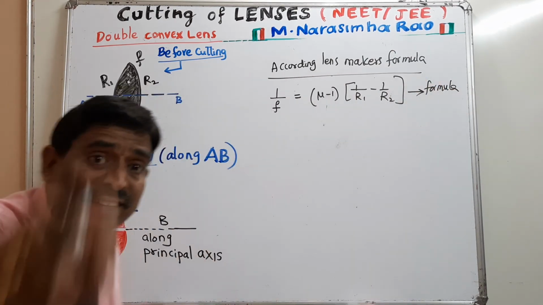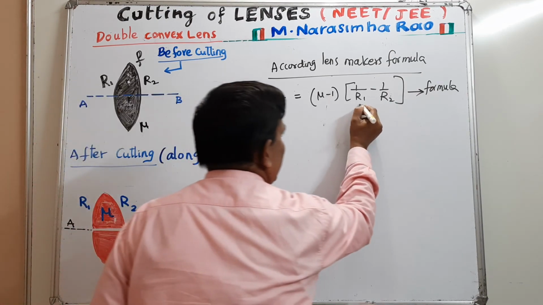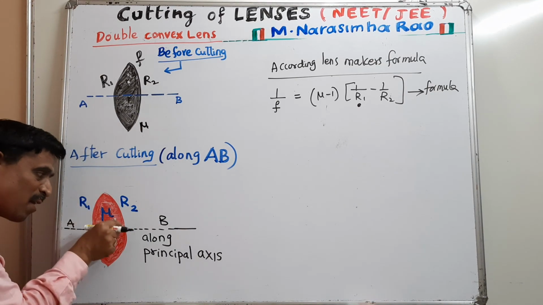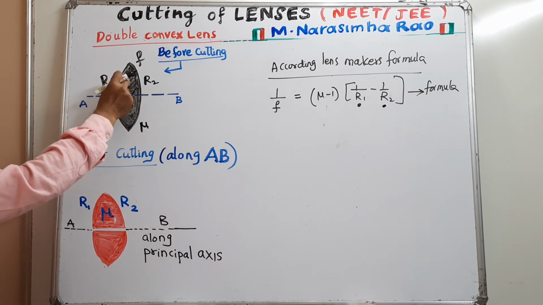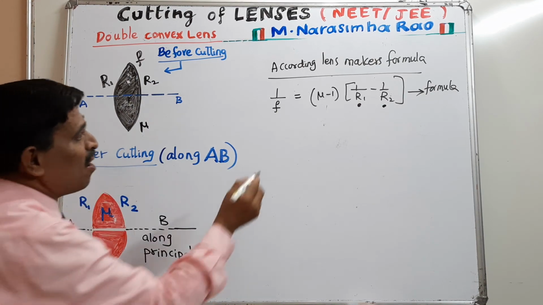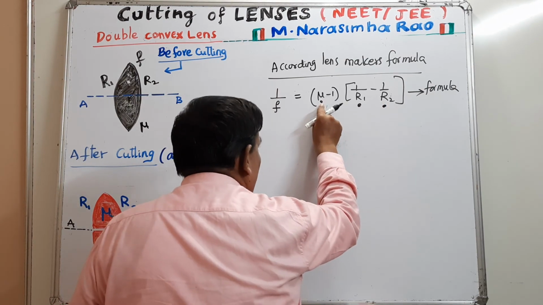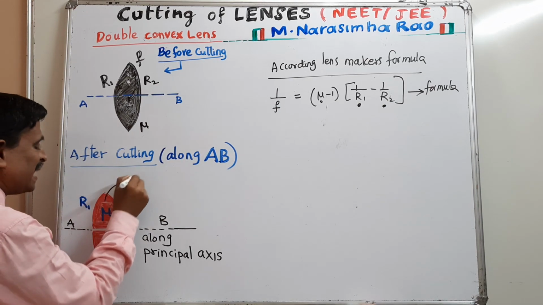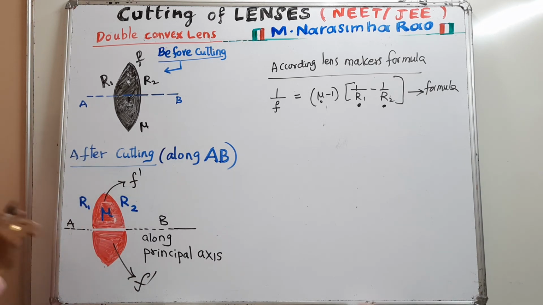After cutting the lens, R1 is not changing, R1 is constant. The radius of curvature of the second surface, R2, is not changing, R2 is constant. The material is glass here as well, the same material, so the refractive index is not changing. R1 is constant, R2 is constant, mu is constant. Finally, the focal length of each piece is constant. Focal length of each piece is f dash.